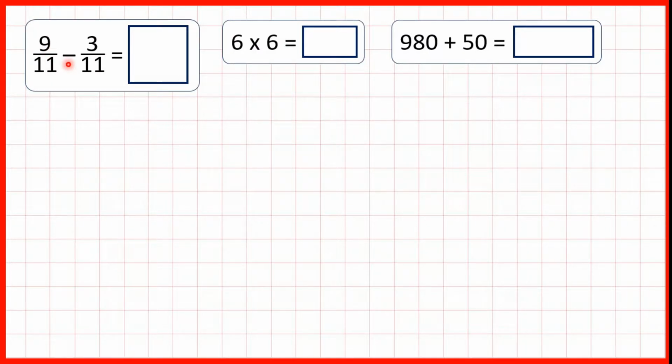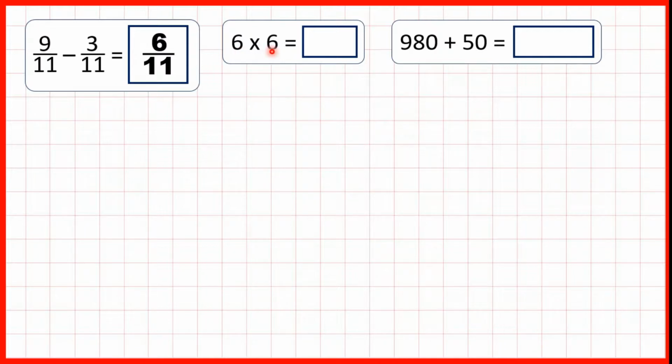9 elevenths minus 3 elevenths. So, when we're adding or subtracting fractions, if the denominator is the same, we leave the denominator the same in our answer, and then we just have 9 minus 3, which is 6. So our answer is 6 elevenths.